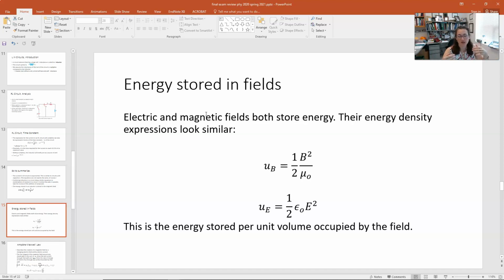And the energy density expression for magnetic and for electric fields looks similar. And here they are. The magnetic field energy density is 1/2 B squared over mu naught, where B is the magnetic field strength in the region. And U sub E is 1/2 epsilon naught E squared, where E is the electric field strength in the region. And remember that mu naught and epsilon naught are the permeability and permittivity of free space, those fundamental constants respectively.